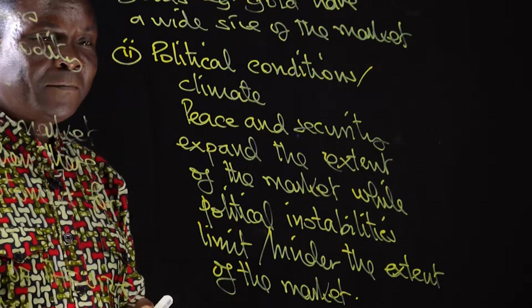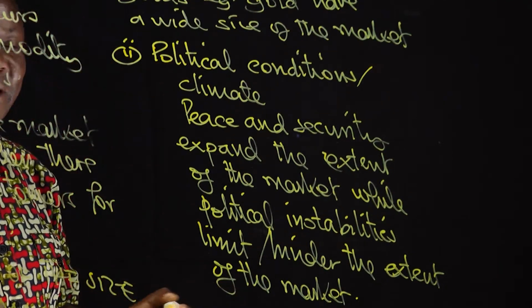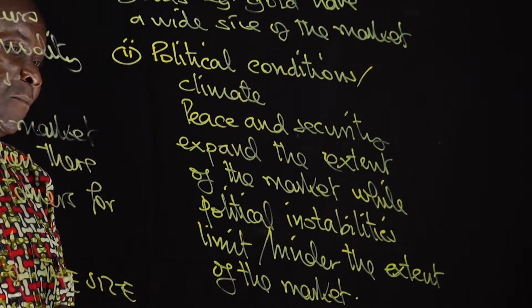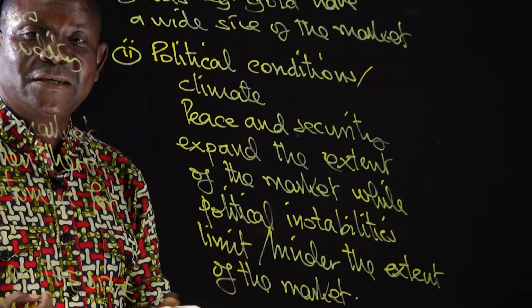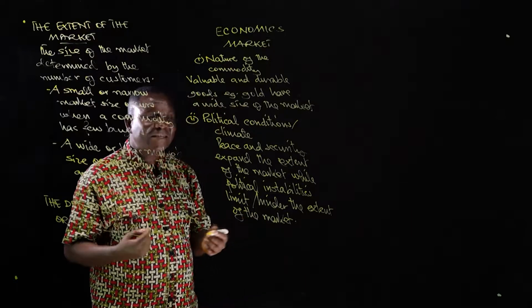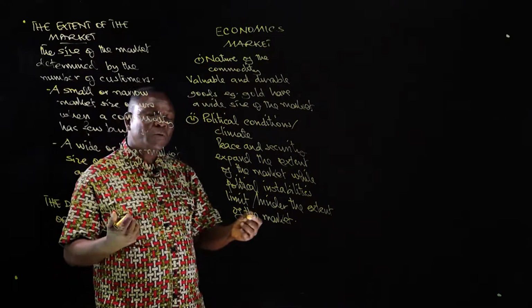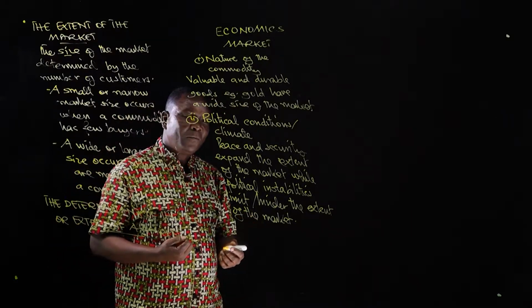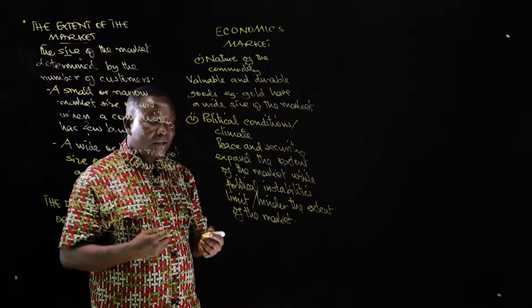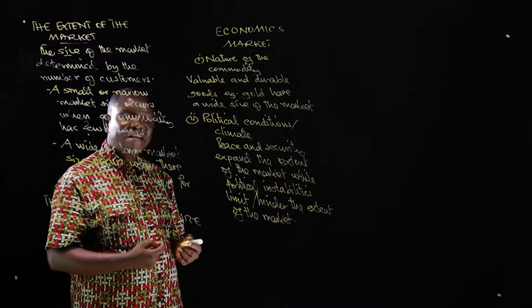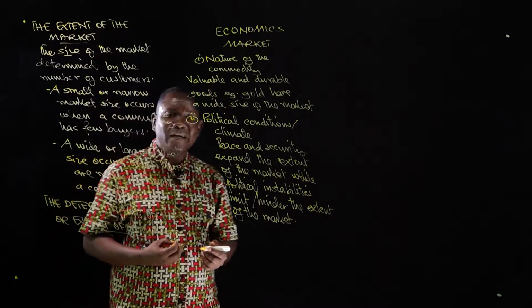Political conditions. When there is peace, there is security, you find that trading activities will increase, will expand. Commodities will get more markets. But when there is political instability, wars hinder the extent of the market.